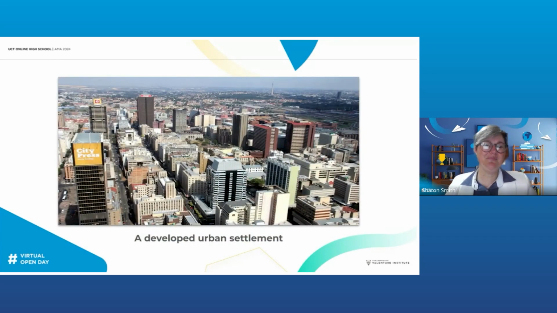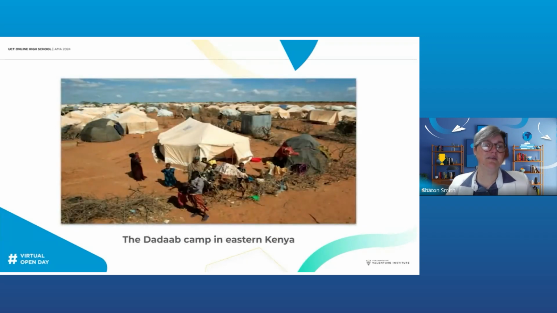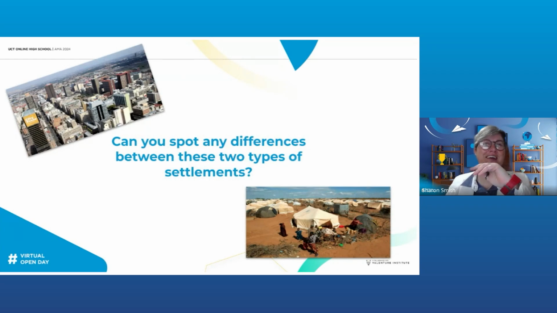So this is an image of a developed urban settlement. Then this is an image of a very rural settlement in eastern Kenya. Okay, so another question. Who can tell me what the difference is between these 2 types of settlements? You can type it in the message box.